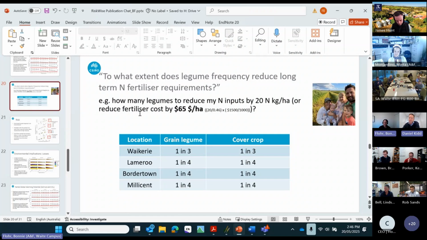So maybe this is a call to the other states as well. Is it confidence in how well that legume has gone as to how confident you are to then reduce your inputs? Yeah, that's a really nice practical question. And I would say that this is why I think we need some long-term experiments that could actually add some field data on the quantification of this.